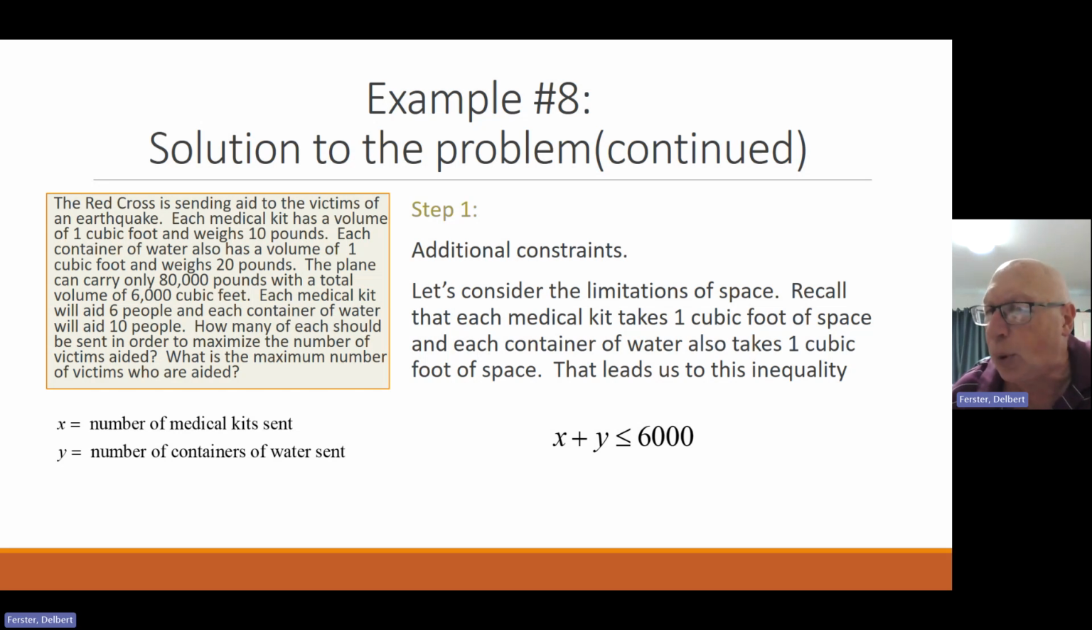I kind of wish I'd picked a problem where something had taken more than 1 cubic foot, like pretend that it said 2 cubic feet of space for water. You would add 2Y, representing 2 cubic feet needed for each. So in this case, it's just X plus Y, 1 for each X, 1 for each Y, and that total has to be less than or equal to 6,000, which is my maximum capacity in terms of cubic feet.